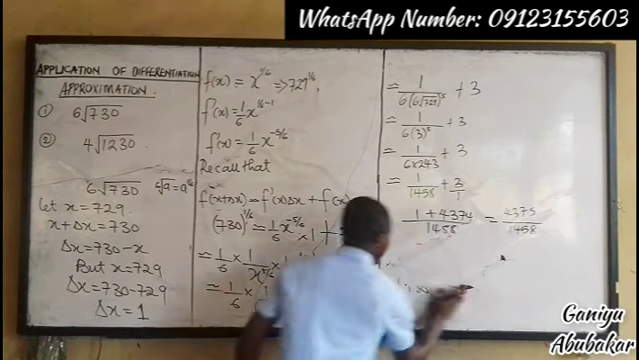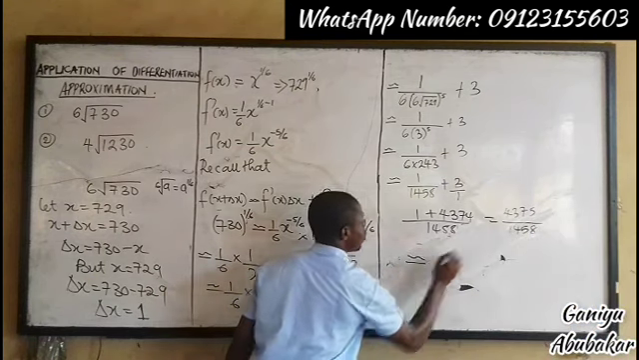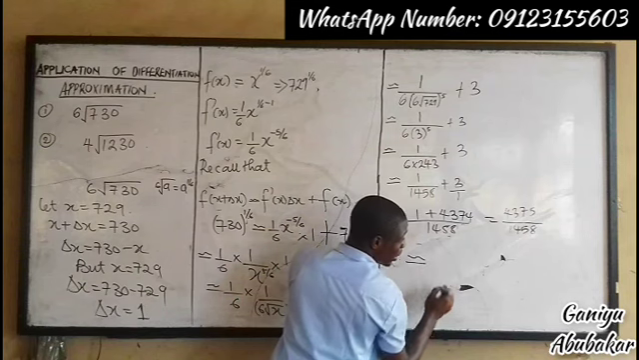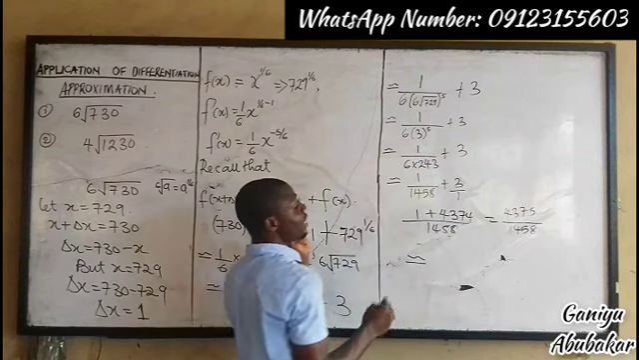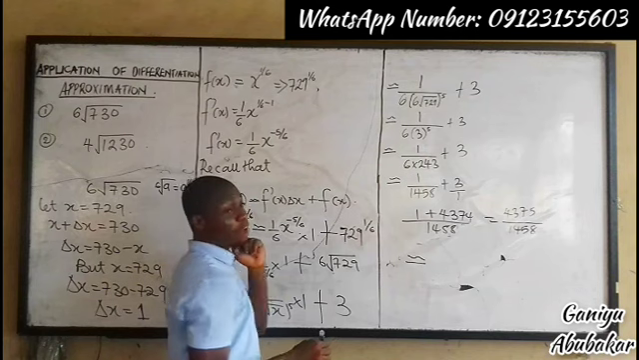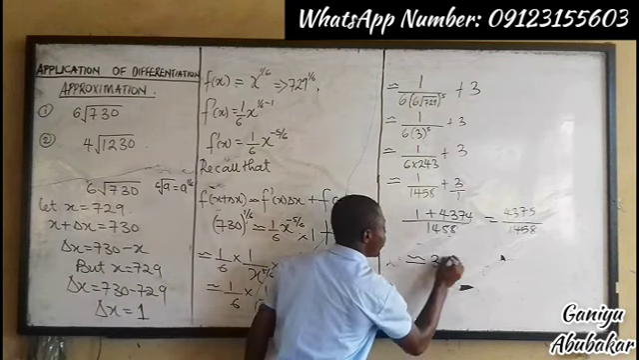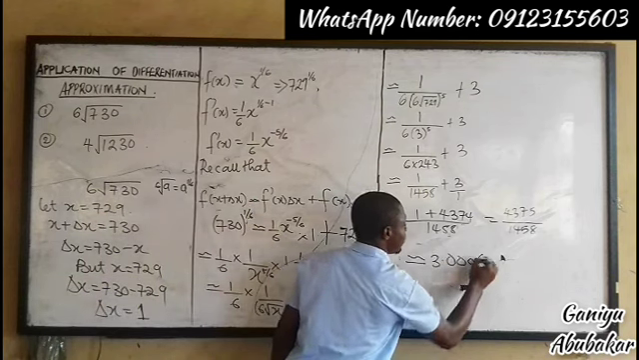So my answer is approximately equal to what? Divide 4375 over 1458 please. 3.00006. So this is correct.